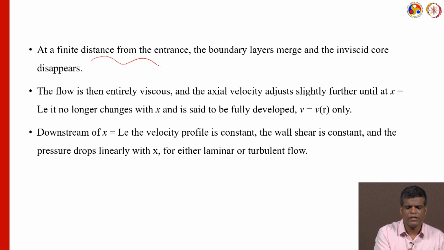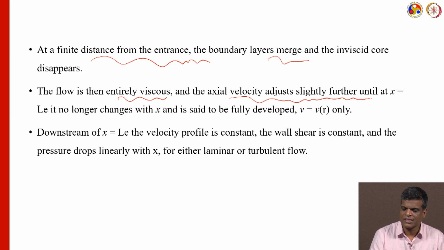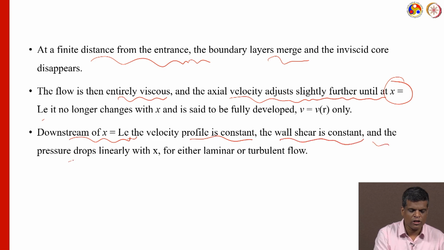Here the same thing: at a finite distance from the entrance, after some time the boundary layers merge and disappear. The flow is then entirely viscous, and the axial velocity adjusts slightly until x equals Le. Downstream of x equal to Le, the velocity profile is constant, the wall shear is also constant, and the pressure drops linearly with x, for either laminar flow or turbulent flow.